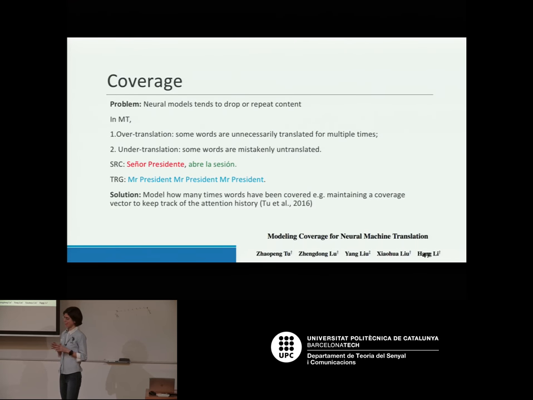So, improvements in translation. The problem that appeared in the very first machine translation systems is that you get the same word repeated over and over again. For example, in the sentence "Señor Presidente abre la sesión", you can get the translation "Mr. President, Mr. President, Mr. President", and you keep translating the same. Don't ask me why, but the neural network keeps getting stuck there until the end of the sentence, and you can have it 15 times. So the idea is to have a model that tells you that a source word has already been covered so that you don't translate it again. This information can be added in the attention so that you do not repeat words, or forget to translate words from the input. This is the idea behind the coverage approach.